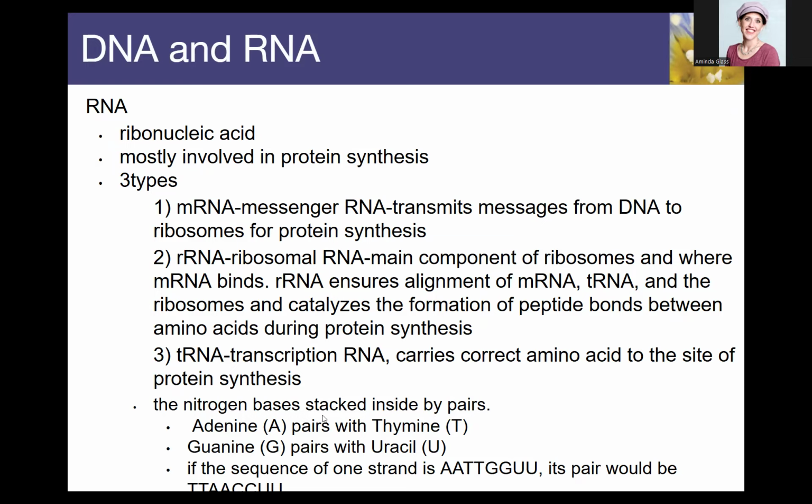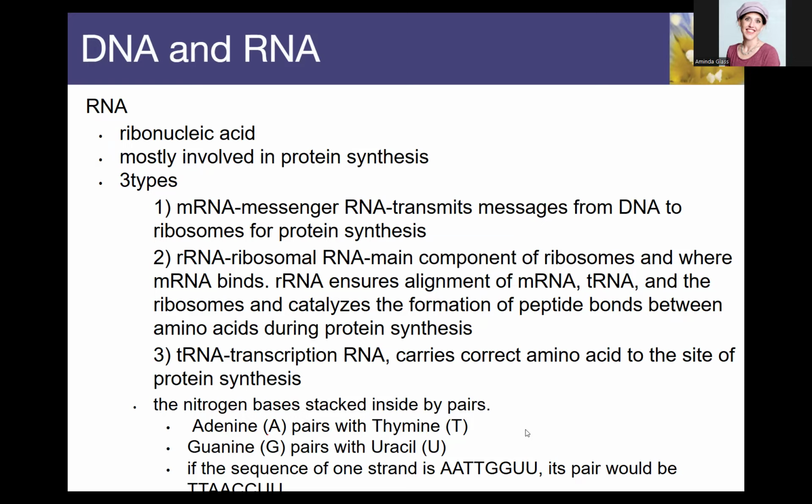Now, the nitrogen bases are stacked in pairs, just like they are in DNA. Adenine is again paired with thymine, but the difference is guanine is paired with uracil. So instead of being paired with cytosine, it's now paired with uracil.